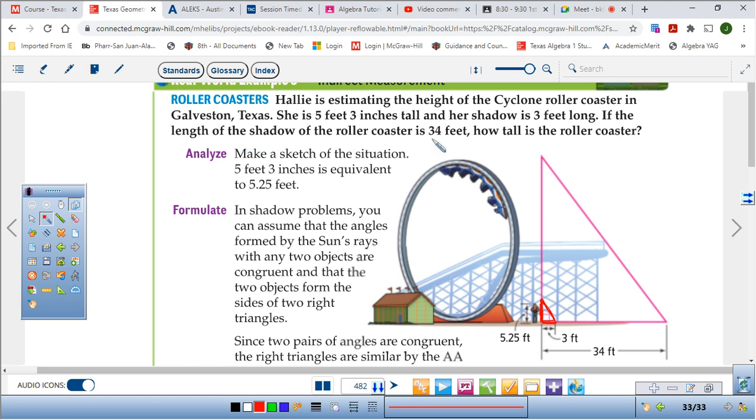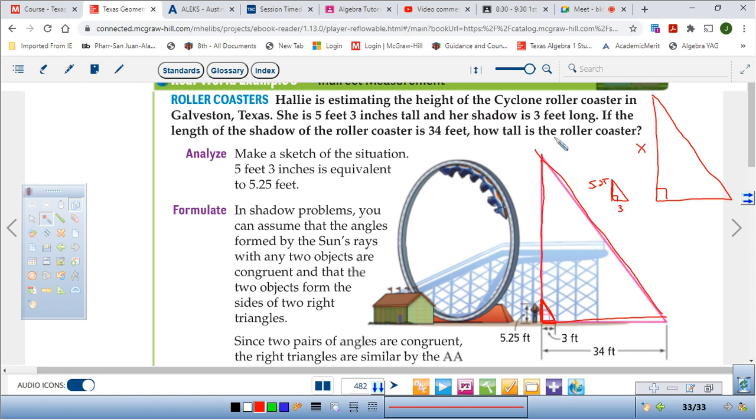If the length of the shadow of the roller coaster is 34 feet, so on this other triangle here, there's that other triangle. We know this length here to be 34, and we don't know that one. So they basically gave you this small triangle, 5.25 and 3, and they're giving you a big triangle. This one we don't know. That's the height that they want to figure out. How tall. And then here's this one, 34.